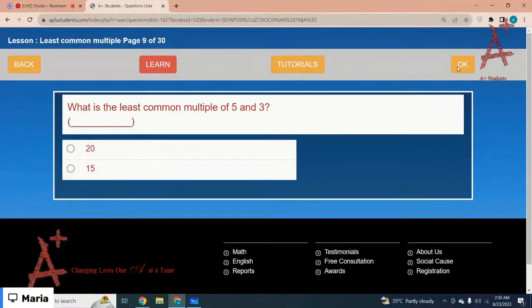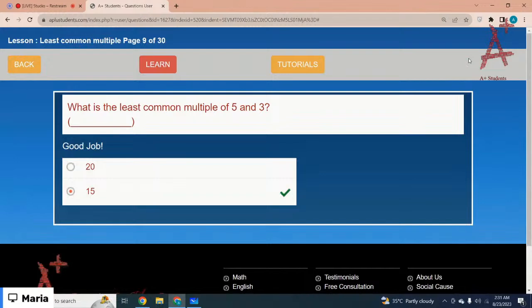What is the least common multiple of 5 and 3? Which is the correct option? Yes, very good. That is 15. 5 times 3 is 15 and 3 times 5 is 15. So 15 is a multiple of both 3 and 5. The correct option is 15. Very good.